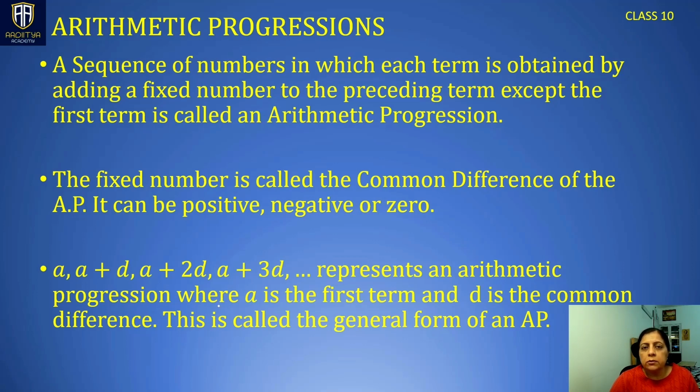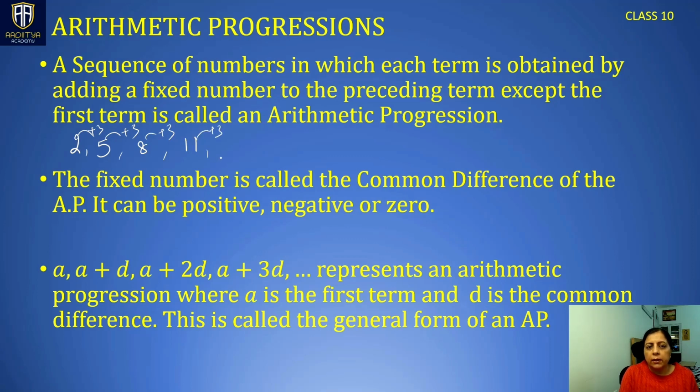It is a sequence of numbers in which each term is obtained by adding a fixed number to the preceding term, except the first term. See, let's say the first number is given to you. If I keep adding a particular number to this, like if I keep adding 3 to every preceding number, if I add 3, it becomes 5. If I add 3, it becomes 8. If I add 3, the next number comes out to be 11.